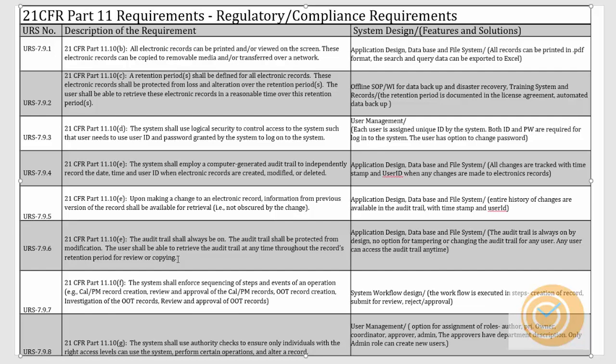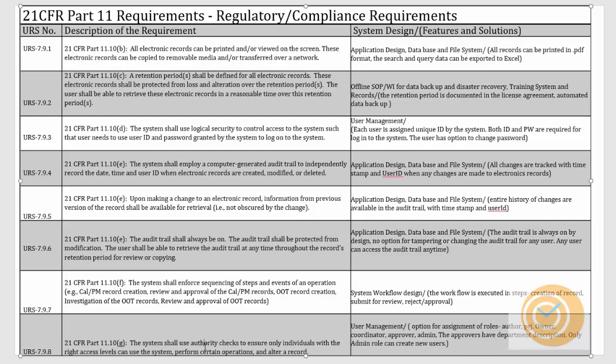As you see how much emphasis is being given to the audit trail, you have to make sure that the audit trail is permanent and nobody should be able to make changes, and it should always be on at all times. And the system shall enforce sequencing of steps and events of the operations. For example, if you created a calibration record, the users should be able to submit the calibration data, and the approver users with the approval roles shall be able to review it, and once the approval is completed, the record should be closed. Again, you can address this through the system workflow and the design requirements.